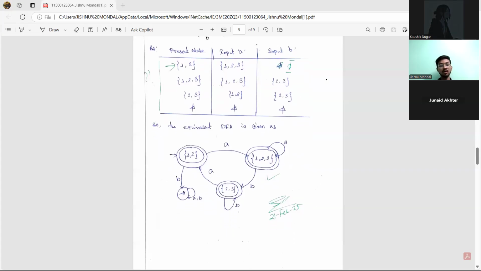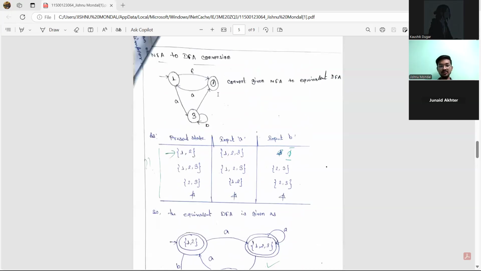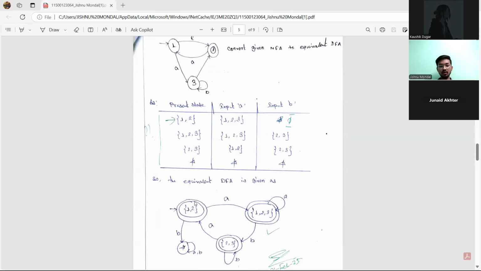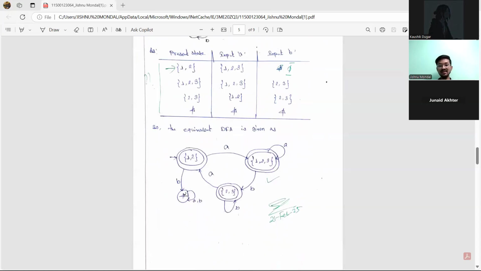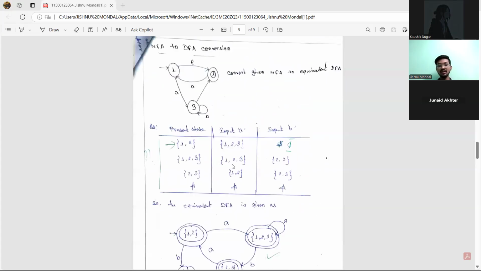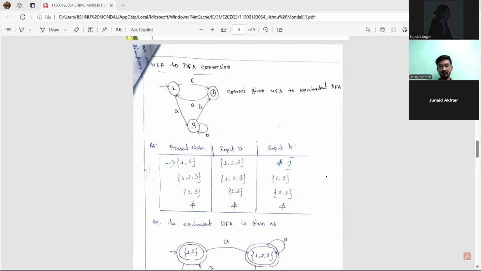If we give input a to 1, then 1, 2, 3, and this is a final state. For this, 2 is the final state. So in the DFA, wherever 2 is present, they all are final states. So there we can see all are final states. And 5, this is the end state. So this is the equivalent DFA of this NFA.